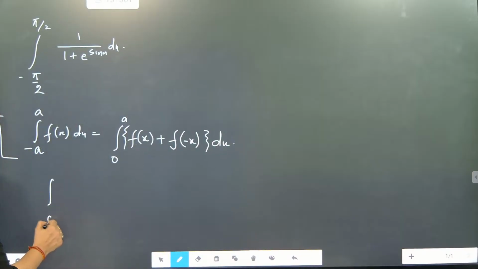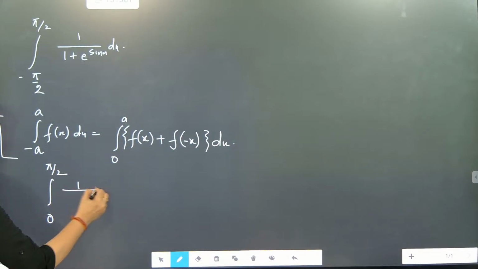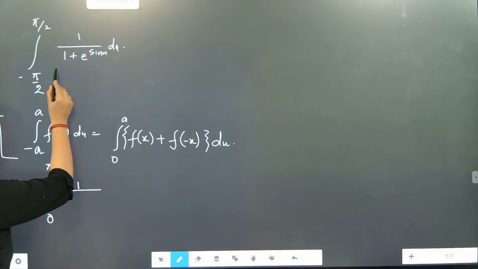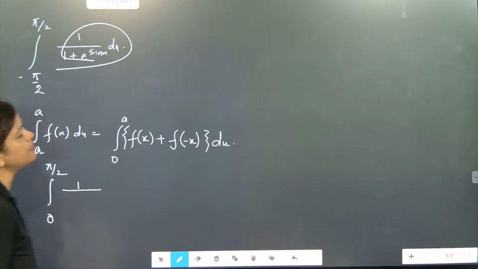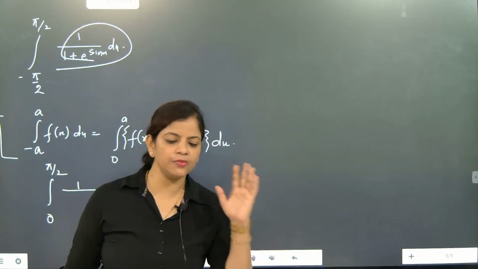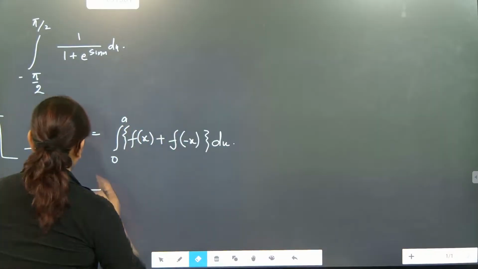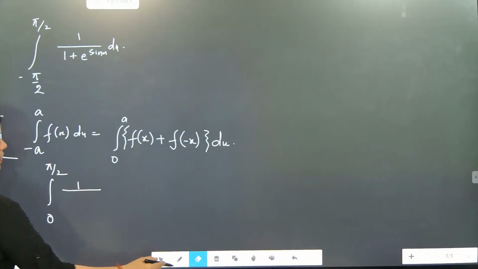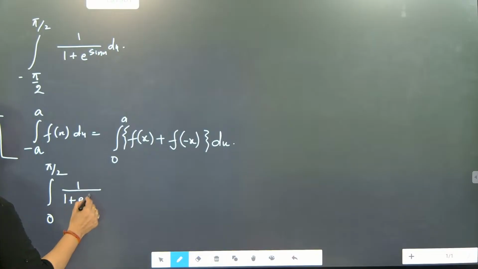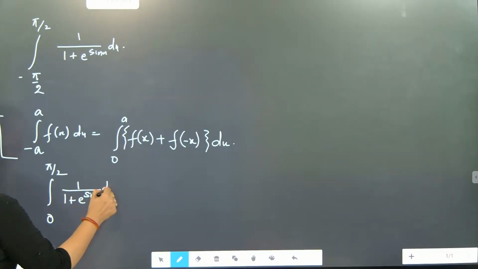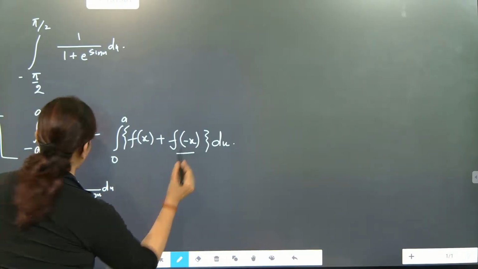It will become 0 to pi by 2. Upper limit only we are writing, not the lower part. 0 to pi by 2. One time, what is your f of x here? Your f of x is 1 by 1 plus e to the power sin x. This is your f of x. So now what we are going to do, one time f of x will become 1 plus e to the power sin x dx. And second time it is f of minus x.